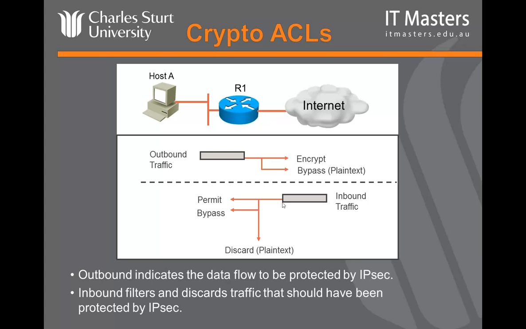Similarly, with inbound traffic, we will either permit it based on our ACL list, or we'll bypass it, in other words, discard it. The outbound ACL indicates the data flow to be protected by IPSec. The inbound ACL will filter and discard traffic that should have been protected by IPSec. So if a match is found in your inbound traffic and it's not encrypted, it will just drop it because it should have been encrypted.